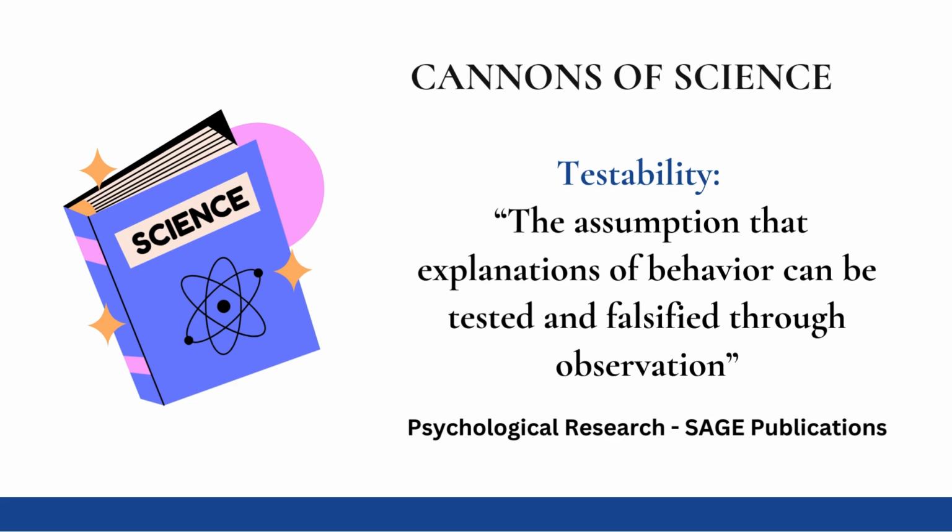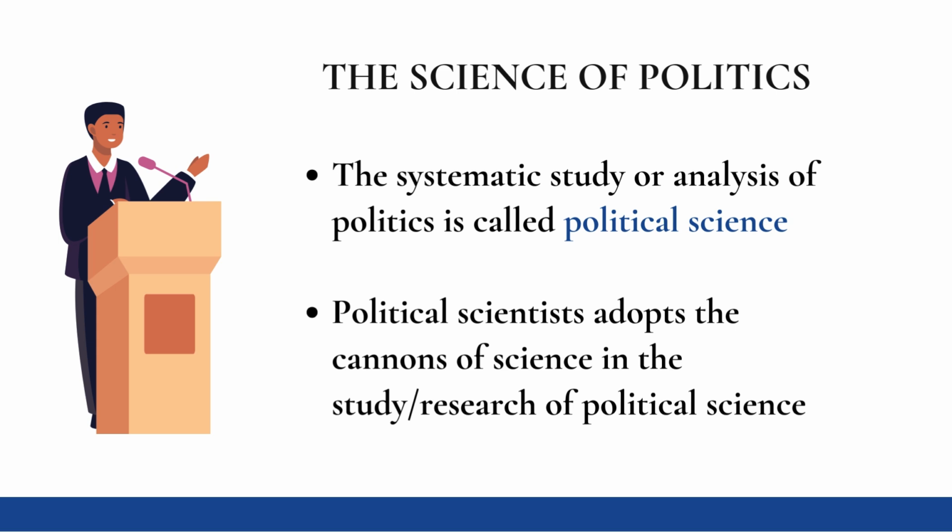When you observe empirically, you will be able to interpret. So you observe, you compare, you contrast, you observe again, you compare, you contrast, and then it will lead you to a way out. So these are the four canons of science that are applicable to political science, that qualify political science to be called a scientific discipline.